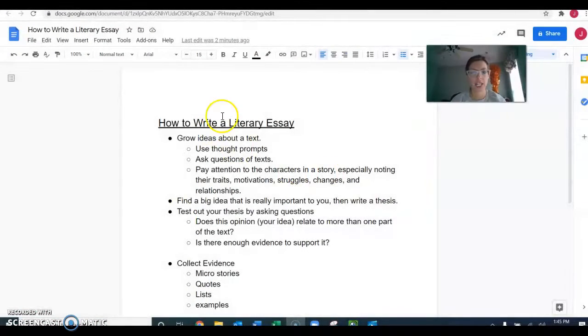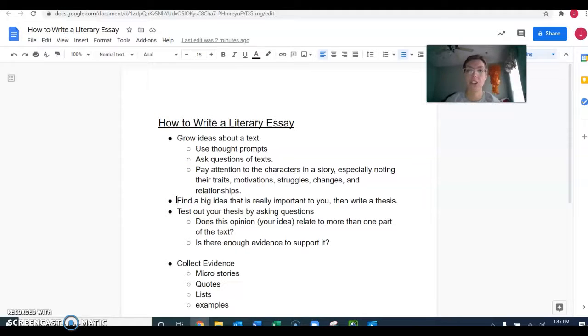So I want you to look through your writing, and I want you to also think about your thought prompts chart that you should have. I'm trying to pull mine up here. Maybe not. So look through your writer's notebook at your thought prompts. Those will help you. And I also want to go back to look at our how to write a literary essay chart. So we had left off at where we found a big idea that was important to you. So from the text, okay?